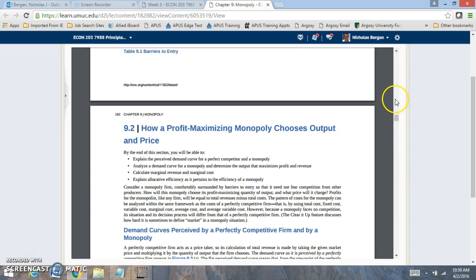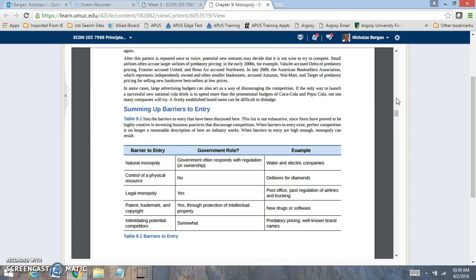Here are a couple of examples of barriers that are present in a market. You'll notice that these barriers are going to be a patent, a trademark, any firm that holds legal authority to produce a product.